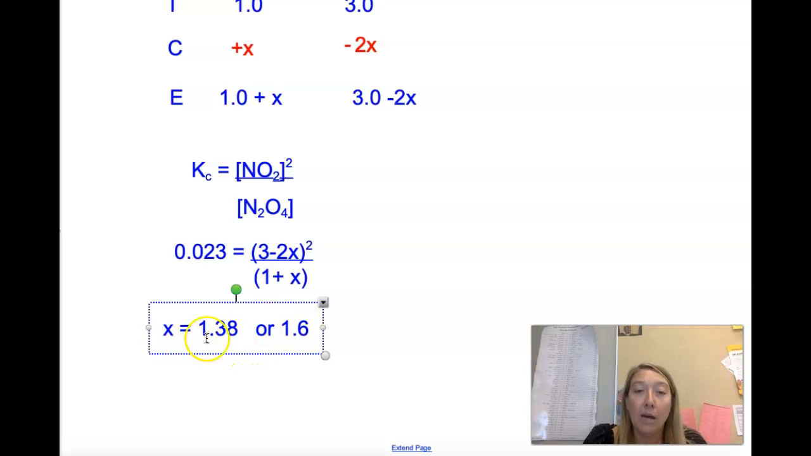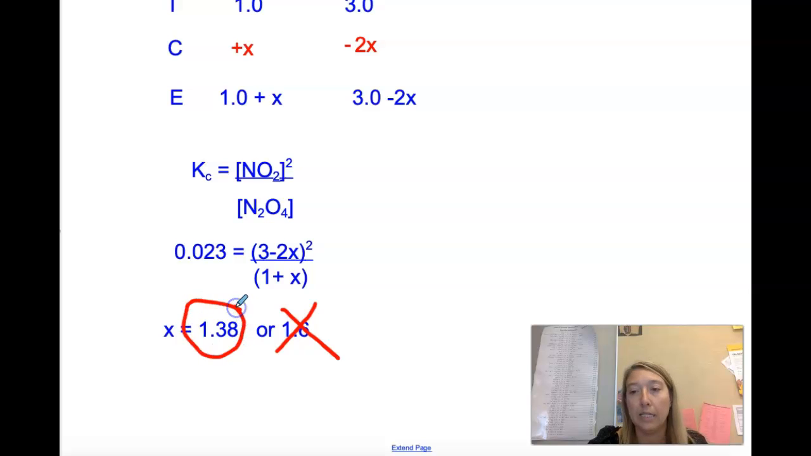So out of these two answers, normally when I do these questions, I only actually get one realistic answer. And the reason is x can't be a negative number. But in this case, I have two positive numbers. So how do I decide which one is right and which one isn't? Well, if I do 3 minus 2x, if my x was 1.6, I would get a negative number, because 2 times 1.6 is 3.2, which is bigger than 3. I can't have that, which is why this isn't actually a legit answer for this question.